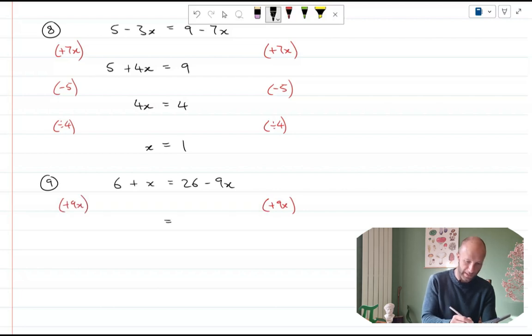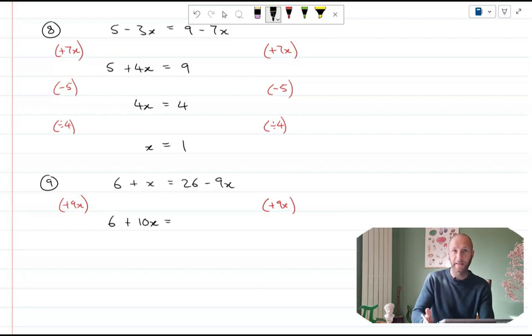Because then on my left, I'll get 6, that'll sit there, but x plus another 9x is plus 10x. And that positive just makes it a little bit easier for me to deal with. On the right, the 26 will just sit, it won't change, it's a number, I'm adding 9x here. Minus 9x plus the 9x will cancel that x term out.